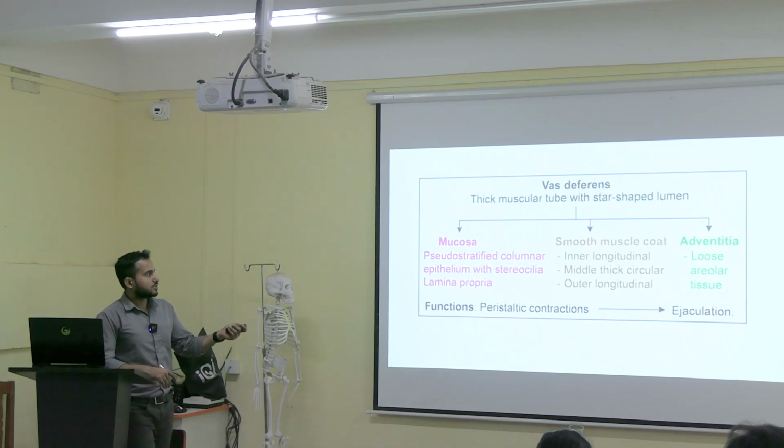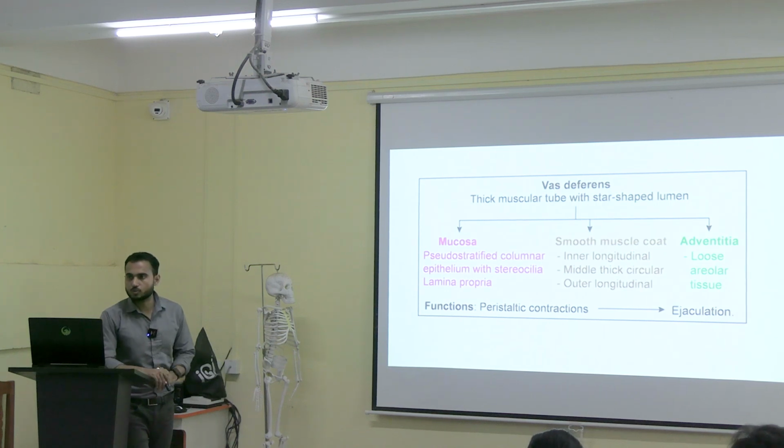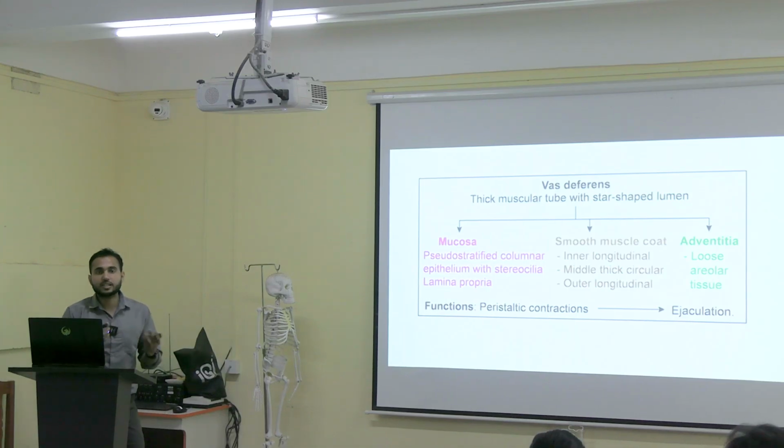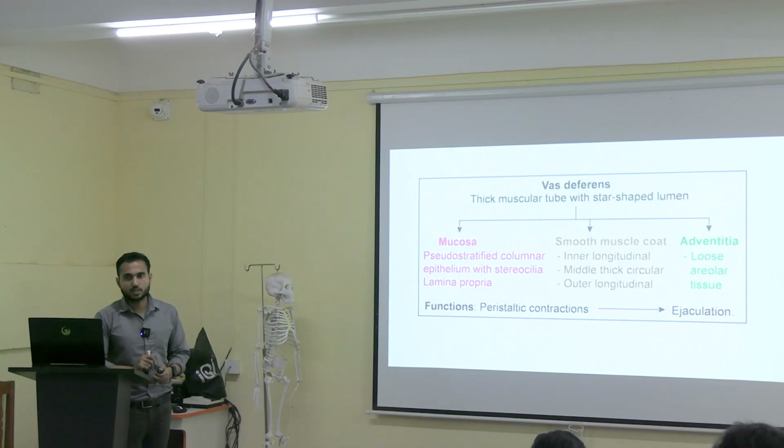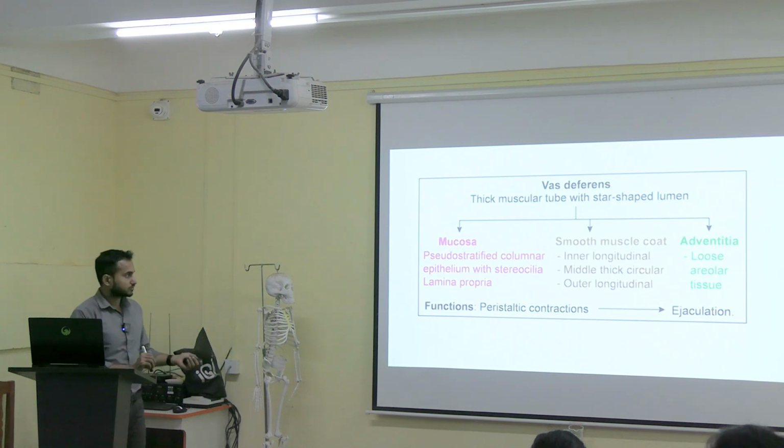Next you can see the smooth muscle coat, but here the difference is present. Previously we saw only one layer of smooth muscle coat, but here you can see three layers of smooth muscle coat: inner longitudinal, outer also longitudinal, and the middle one thick circular. The muscle coat is very thick in the case of vas deferens. If you see the diameter of the lumen, it is small compared to the thickness of the muscle layer. And lastly we are getting adventitia, which is made up of loose areolar tissue. The main function is peristaltic contraction, which helps in ejaculation.